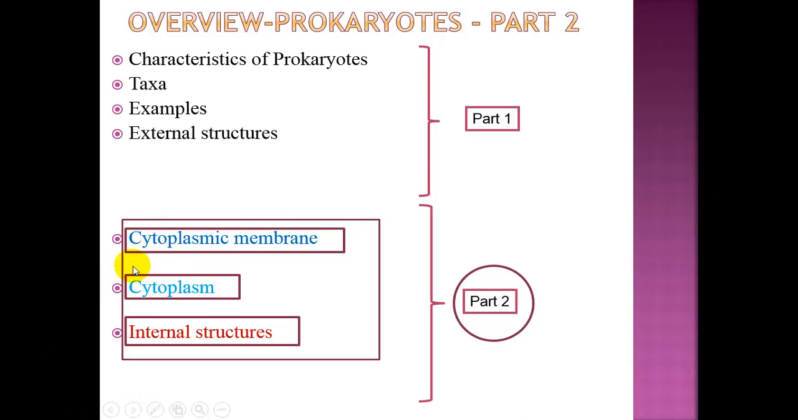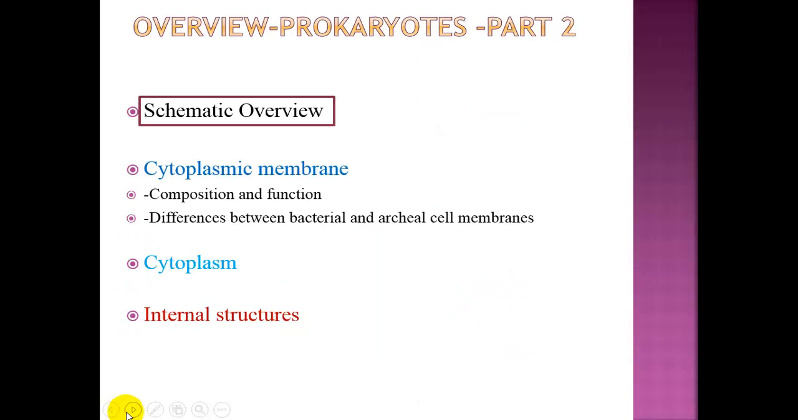which is the interface between the outer and the inner environment of the cell, and then the cytoplasm, and finally the internal structures of the cell. We will briefly look at the schematic overview of a prokaryotic cell. For that purpose, we will focus on the structure of a bacteria.